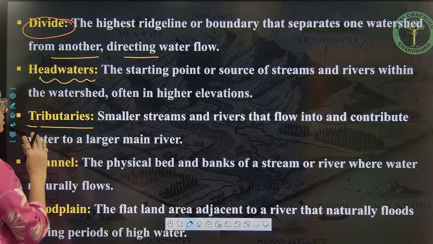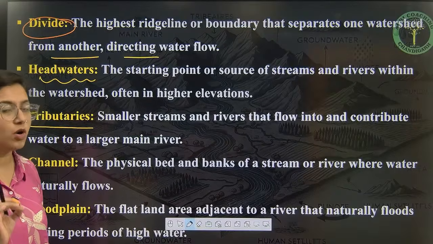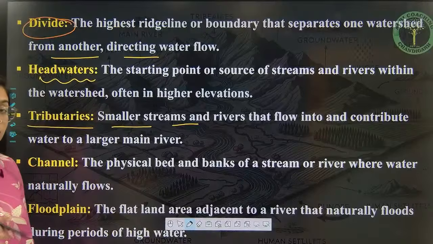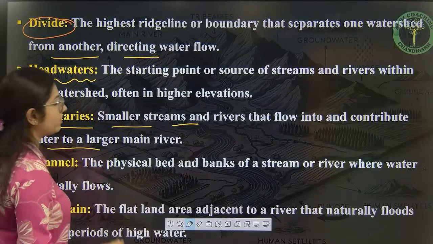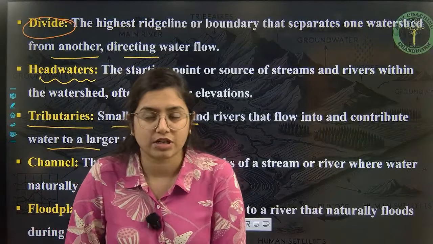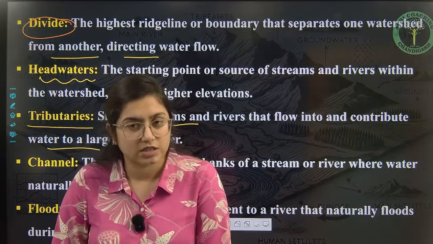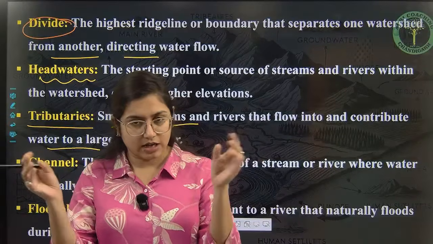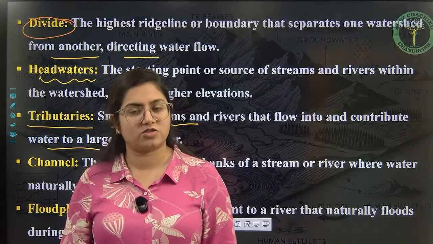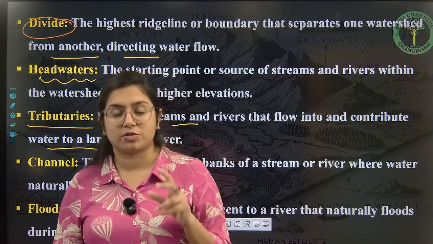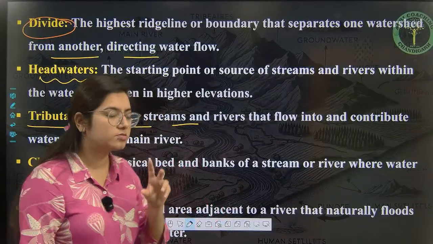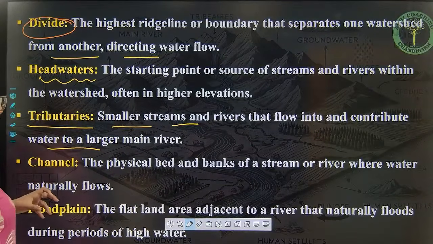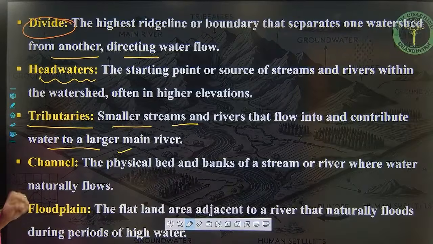Next is the tributaries. What is the meaning of tributaries? The smaller streams and rivers that flow into and contribute water to a larger main river are known as the tributaries. Tributaries are small, different streams. Further, they join into one and then they are finally discharged in the watershed. But what is the specific meaning of tributaries? The smaller streams or smaller rivers that flow into and contribute water to a larger main river.